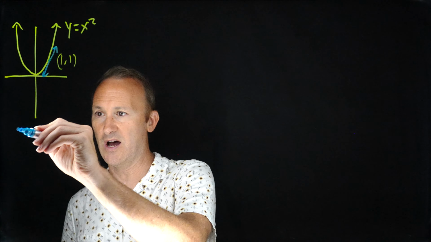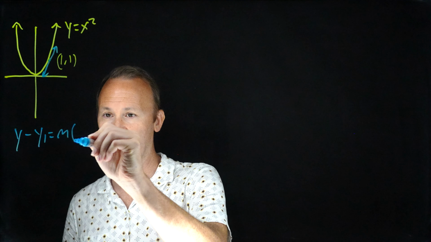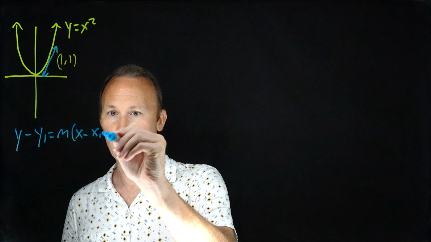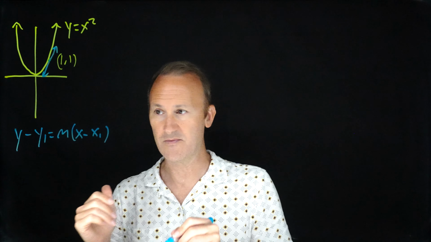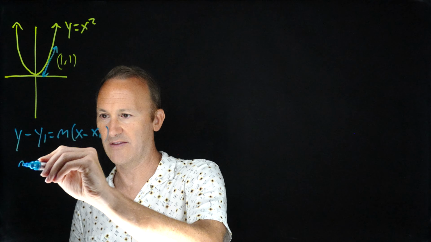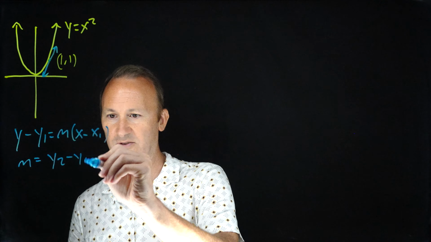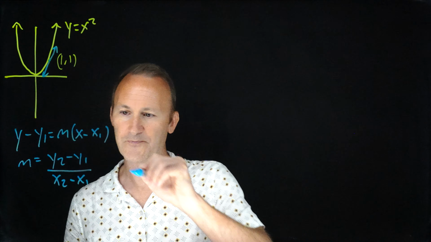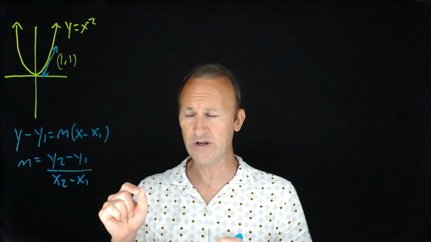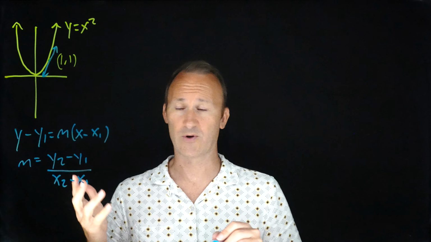So the equation of a line is y minus y1 equals m times (x minus x1). Now, we have x1 and y1, (1, 1). All we need is m. So recall that the equation for m, the slope, is rise over run: y2 minus y1 over x2 minus x1. All we need to get the slope is a second point, and then we're done.